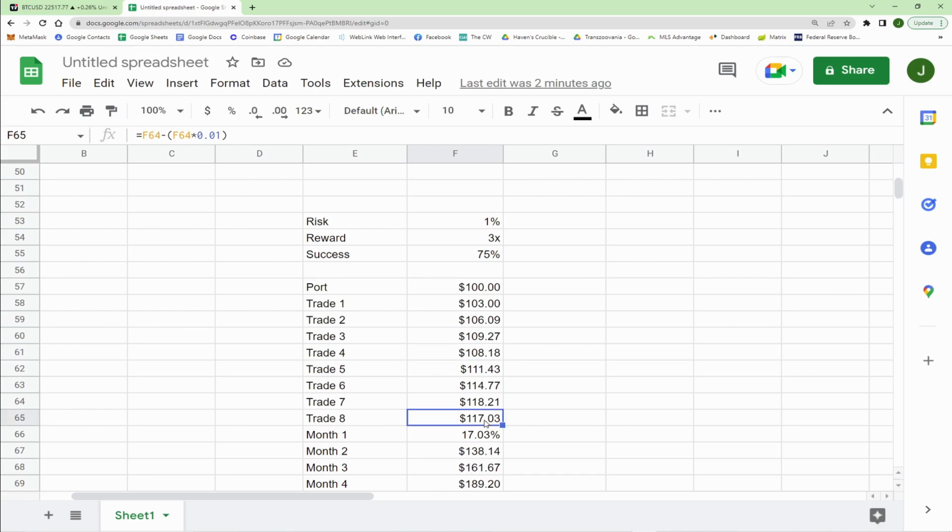So after the first month, you're only at $117. I know. Doesn't sound great. Month 2 now, we're at $138. And again, these numbers don't sound all that great. But we're only starting with a portfolio of $100. You have to start with something, right?